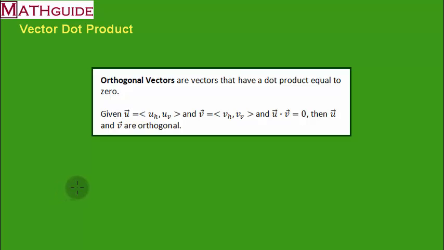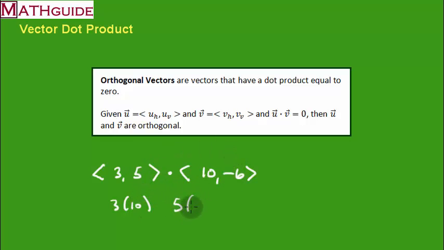Let's say we have vectors 3 and 5. Let's say we've got vector 10 and -6. All right, let's say I find the dot product of these two vectors. Okay, so I would take the horizontal part times the horizontal part. I would take the vertical part times the vertical part. Of course, find the sum of these two products. So what do I get? I get 30. I get negative 30. Now I know, since my dot product is equal to 0, that these two vectors are indeed orthogonal.